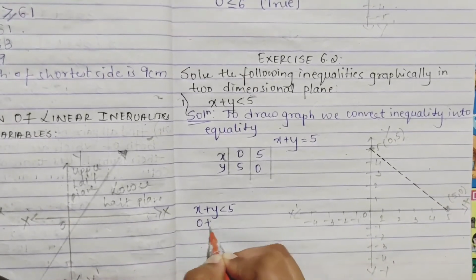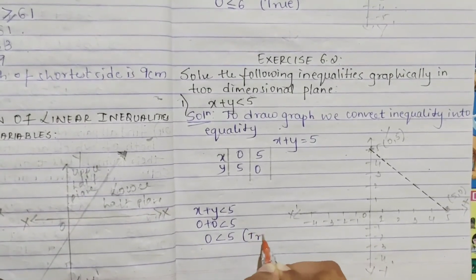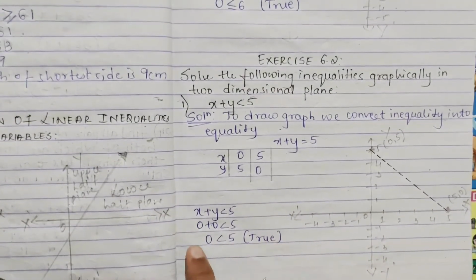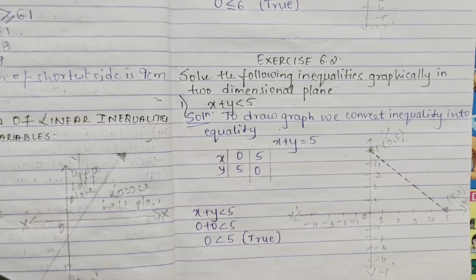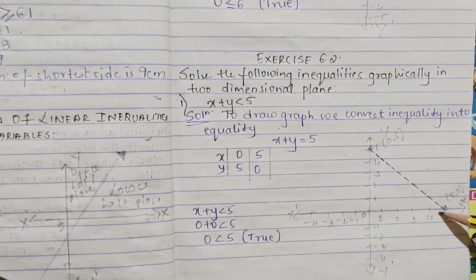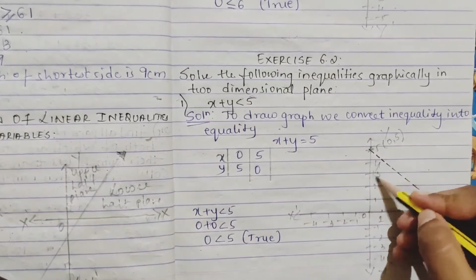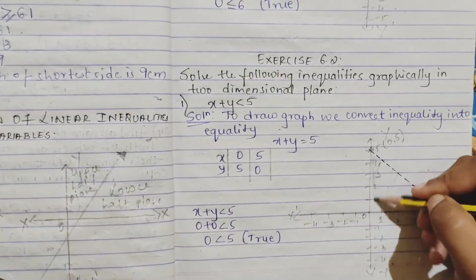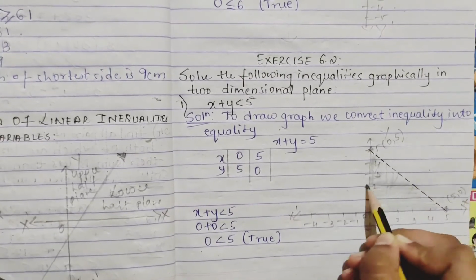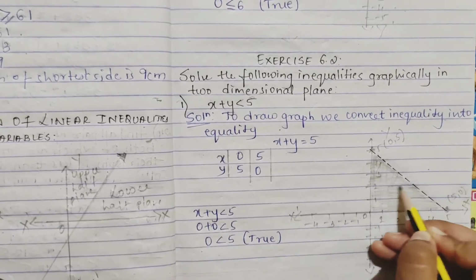So we consider 0, 0. You get 0 plus 0 less than 5. So 0 less than 5, is it true? Obviously it is true, right? 0 is less than 5. So this part is true. If it is true, which region do you have to shade? Where your 0, 0 is lying. This line is there and 0, 0 is lying in your lower half. So you have to shade this section. So come on, just shade it, and like this, shading it.